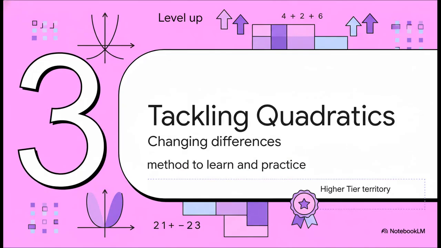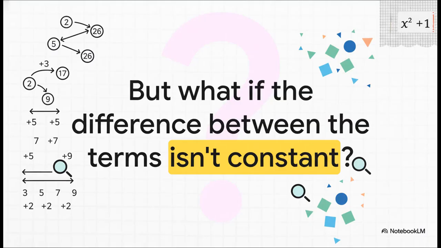All right, time to level up. This next bit is purely for the higher tier paper, so if you're doing foundation, you can relax for a moment. We're talking quadratic sequences. Now, they can look intimidating, I get it, but trust me, it's a clear method that you can definitely master with a bit of practice. So, what happens when you check the gaps between the numbers and they're all different? Does that mean the sequence is broken and there's no rule? Of course not.